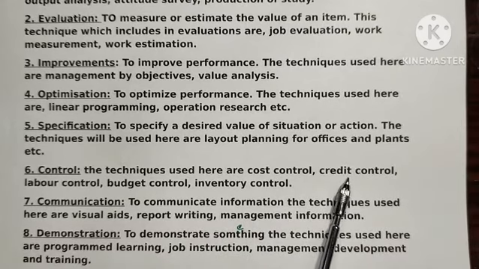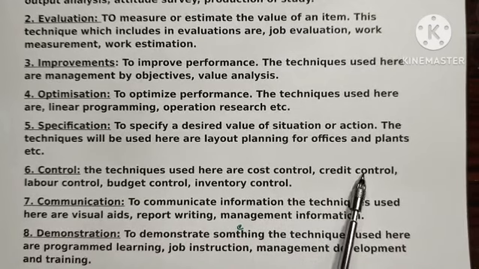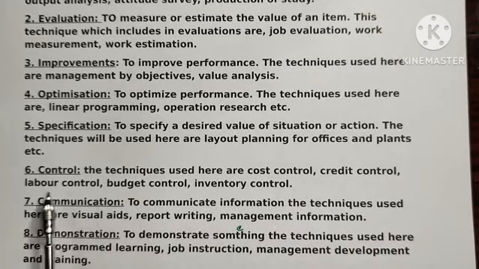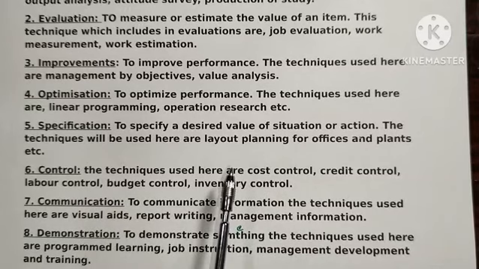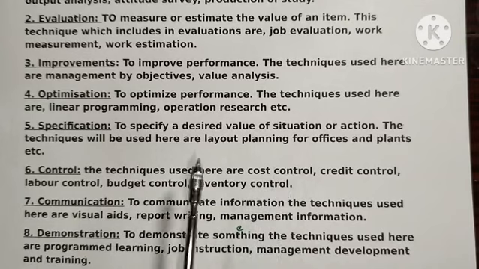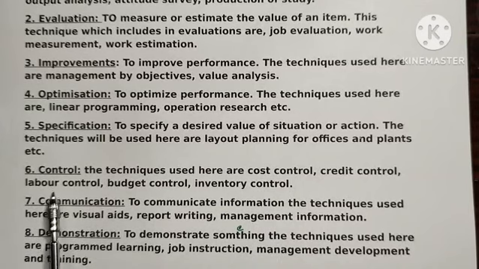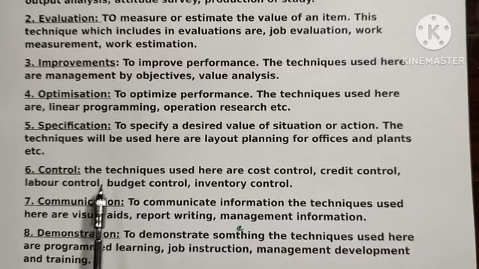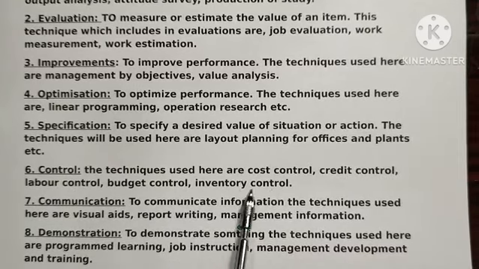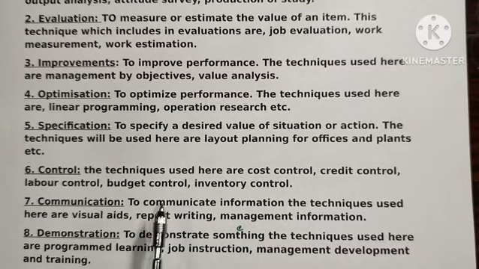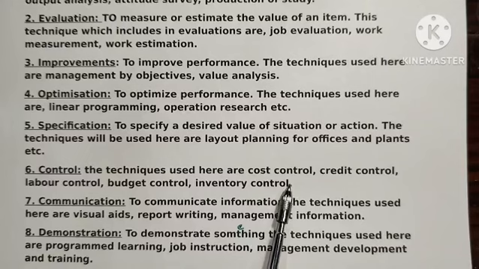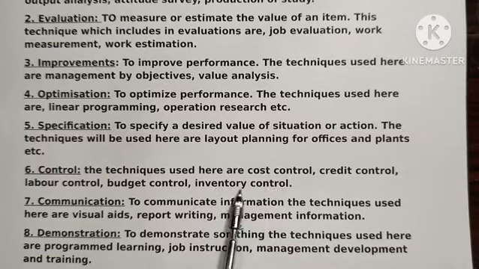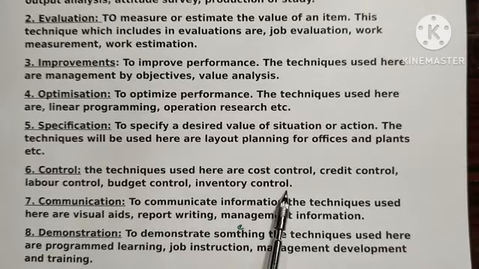Credit control: stop giving credit, only on payment provide the services. Labor control: if 10 nurses are doing the same work, and if 8 nurses are able to handle it, run the ward with 8 nurses. Like that, labor control can be done. Budget control. And also inventory control: with less equipment, more output. Like that, inventory control can be done. Managers will be trained, and they follow these techniques to do this type of control.